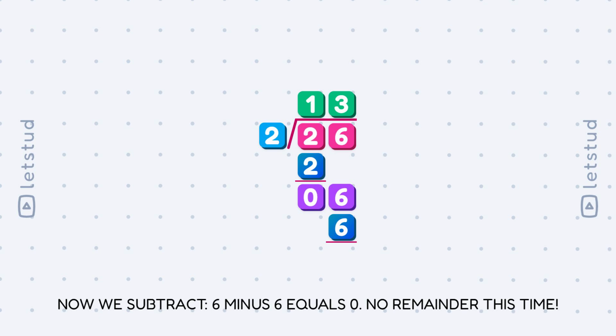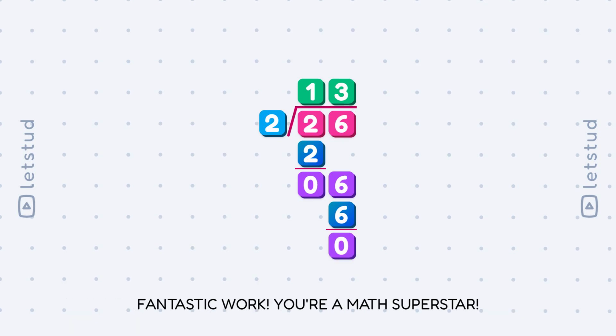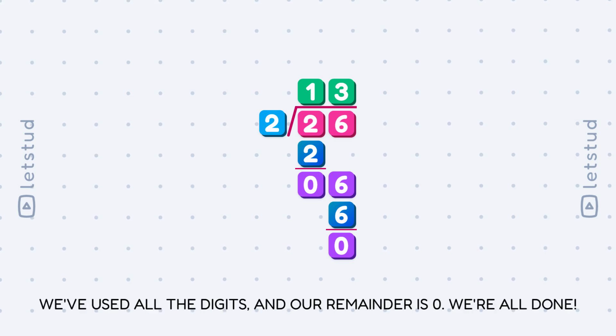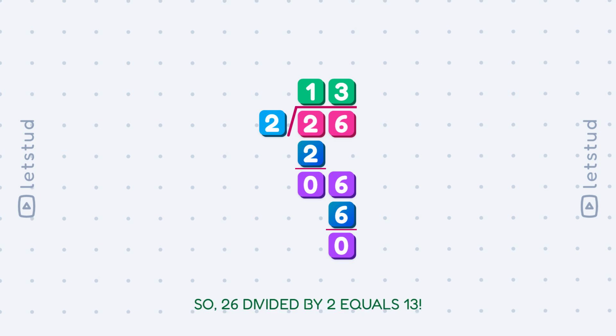No remainder this time. Fantastic work. You're a math superstar. We've used all the digits and our remainder is 0. We're all done. So, 26 divided by 2 equals 13.